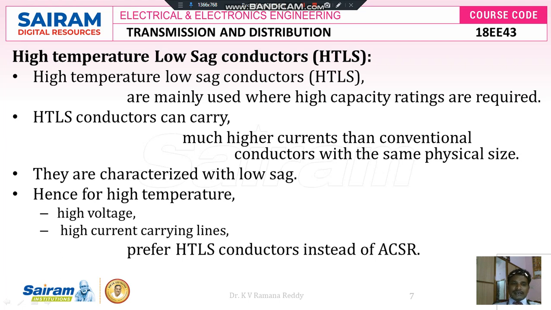So HTLS conductors can carry much higher currents than conventional conductors with the same physical size. Due to this attractive property, people prefer them wherever we have to transfer a high amount of current over a long distance. These are characterized by low sag, so that's why in the name itself it is called high temperature low sag conductors. Since the sag of HTLS conductors is very low, for high temperature, high voltage, high current carrying lines, we prefer HTLS conductors instead of ACSR conductors.